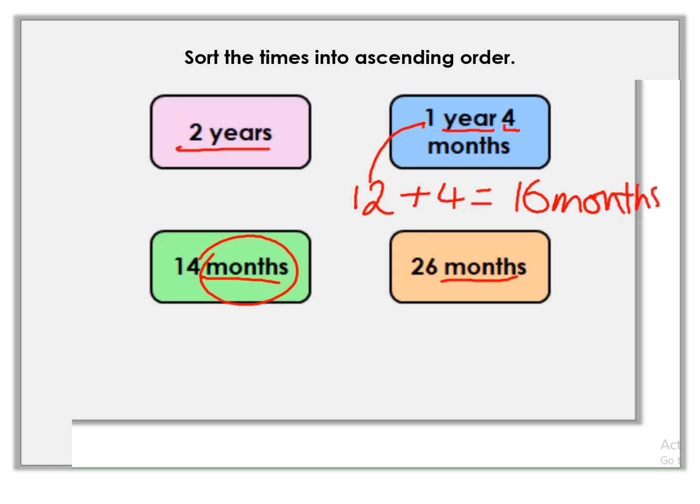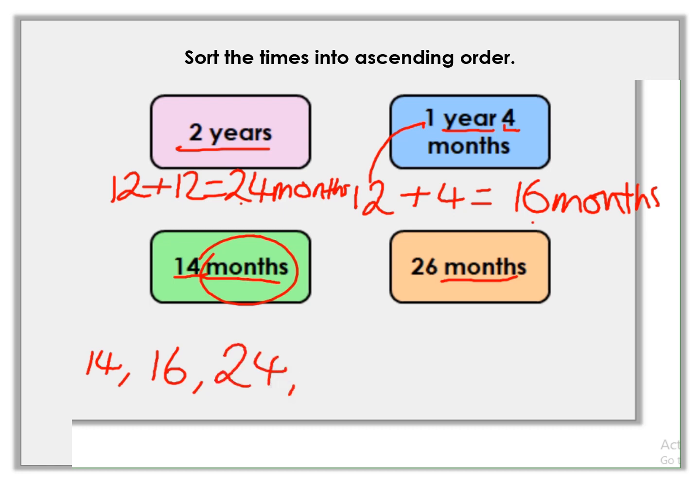2 years, well 1 year is 12, so 2 years would be 24. And now that they are all in the same unit, it's much easier to order them. So we need to look at the numbers now. So 14, then 16, then 24, then 26. Have a go at the next one now and see if you can do that.